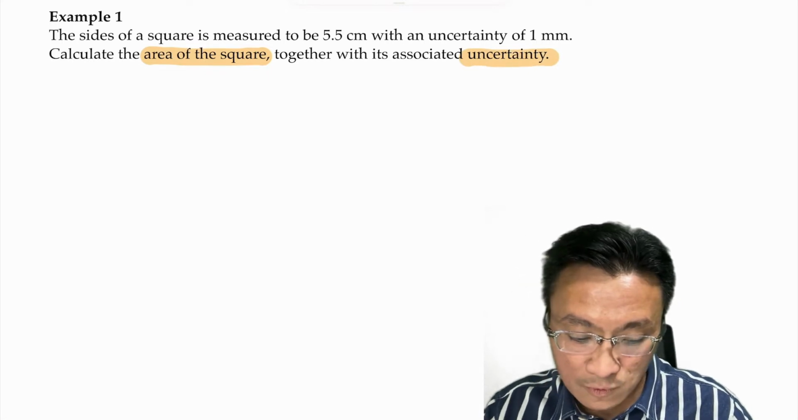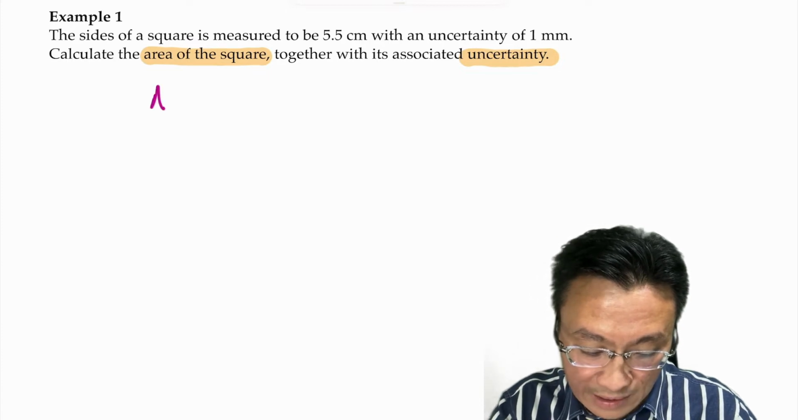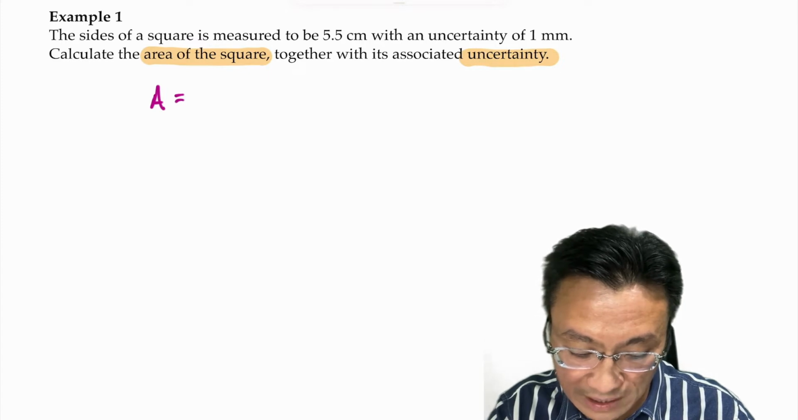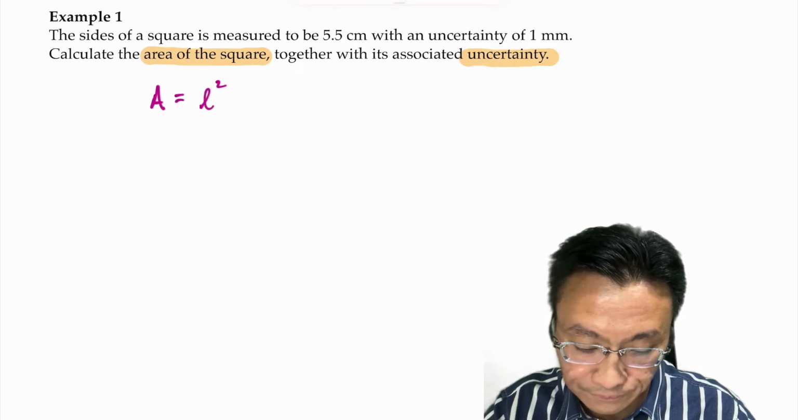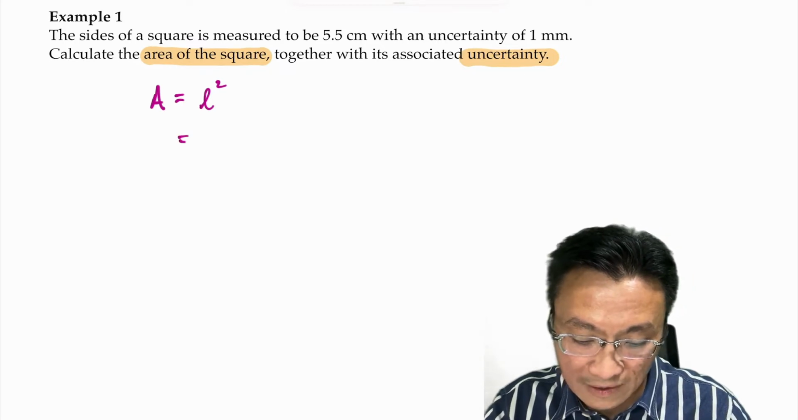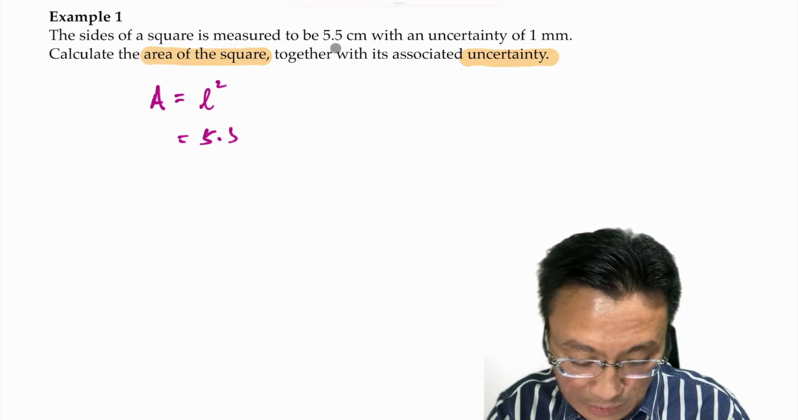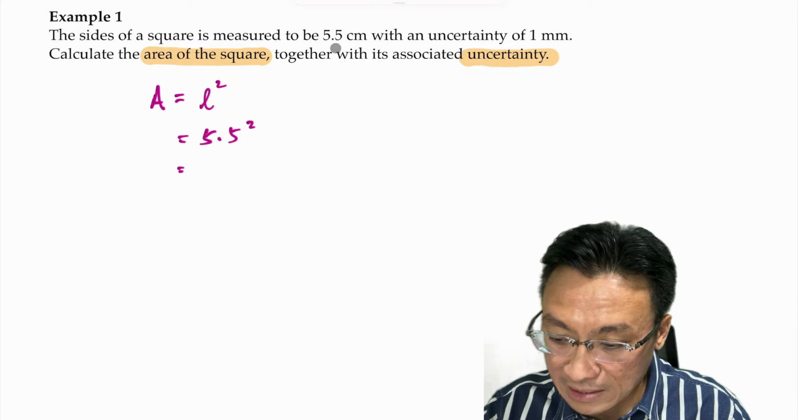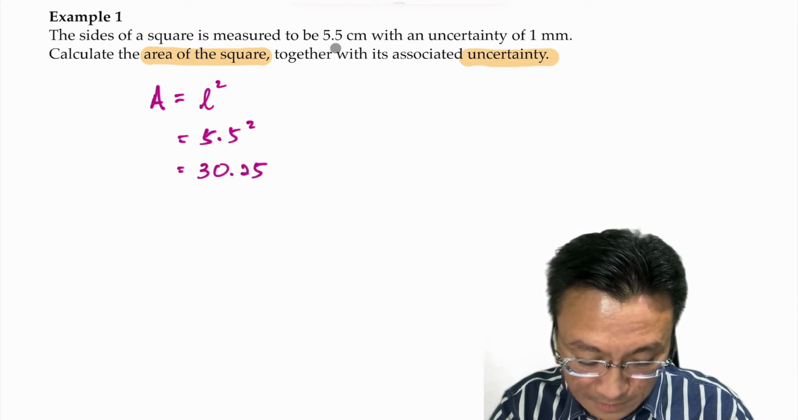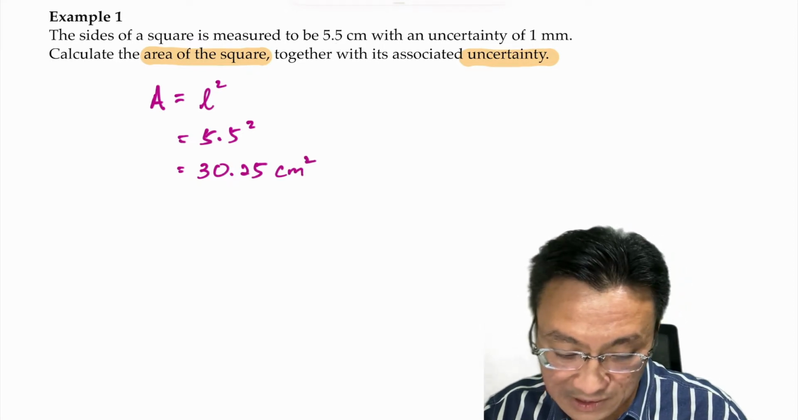The first part, to find the area of the square, is quite straightforward. We can always write down the equation to find the area. In this case, it will be area is equal to L squared. And since L is equal to 5.5 cm, I can just substitute this into the equation to get the answer. Right, so here I got the area of the square.